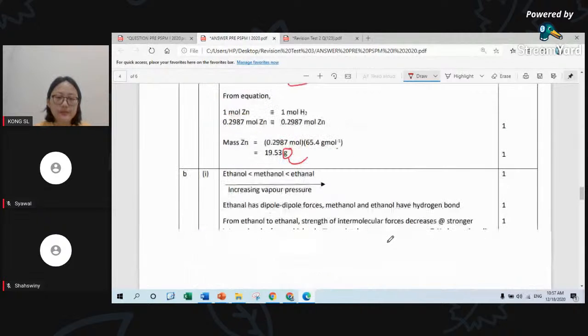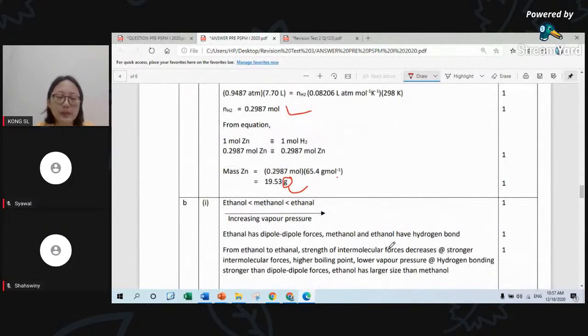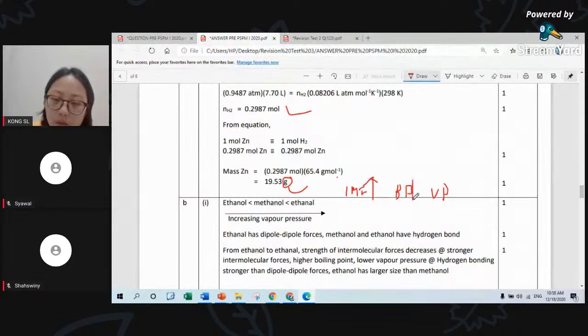Okay, B. This question keeps coming up because we did a lot of questions like it during the power exercise. You must know the relationship between intermolecular forces, boiling point, and vapor pressure. If the intermolecular forces are strong, you need more energy, meaning a higher temperature, so the boiling point is high. It is very difficult to break, that's why the vapor pressure is low. And vice versa, if intermolecular forces are weak, the boiling point is low and vapor pressure is high.